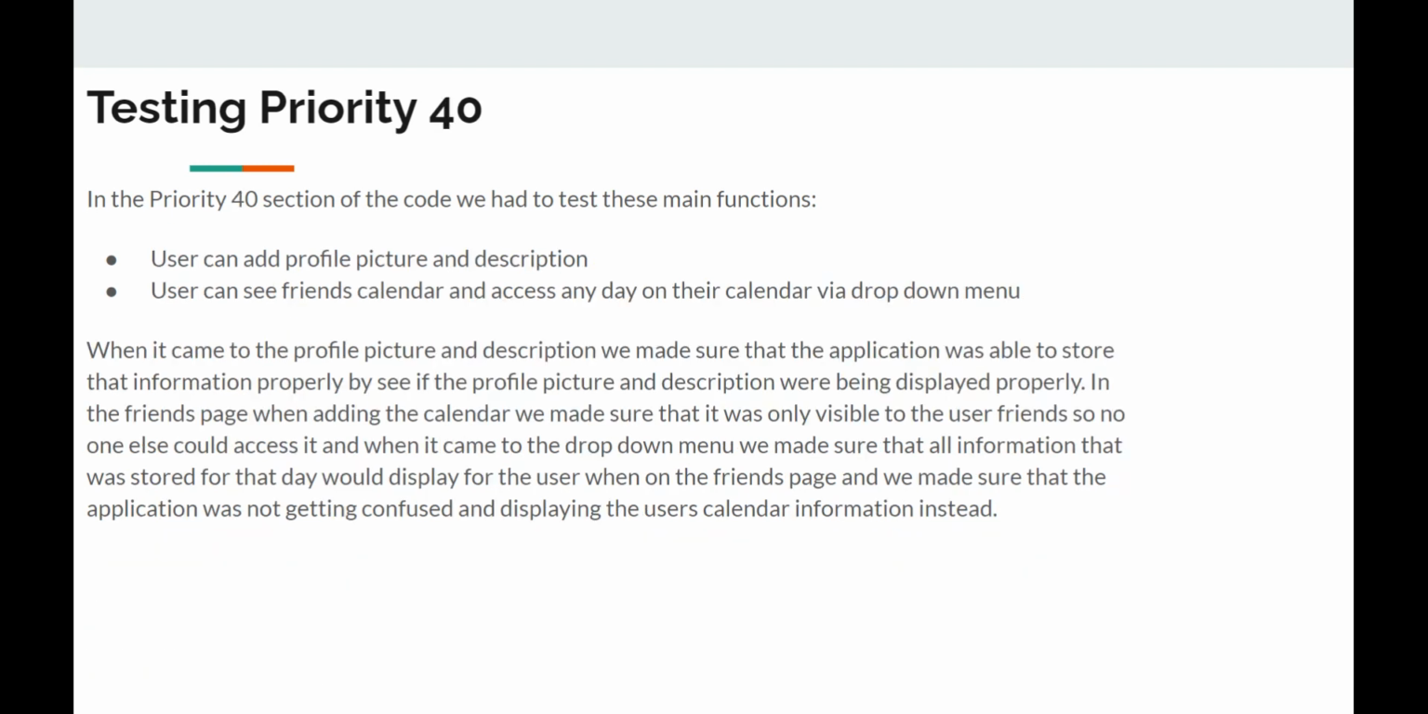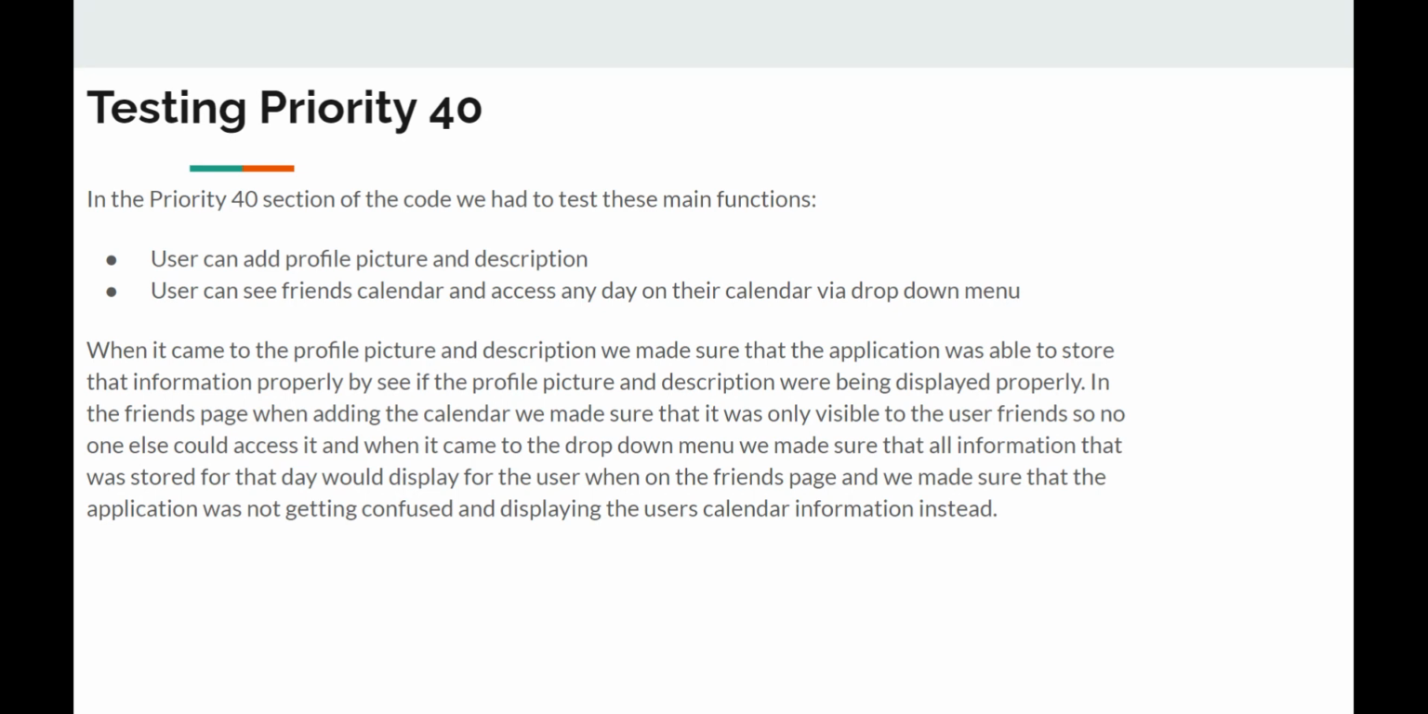And then priority 40, we had to test the ability to add a profile picture and description, and the ability to see a friend's calendar and access any day on their calendar via a drop-down menu, being that same drop-down menu from the user's profile. When it came to the profile picture and description, we made sure that the application was able to store that information properly by seeing if the profile picture and description were being displayed properly.